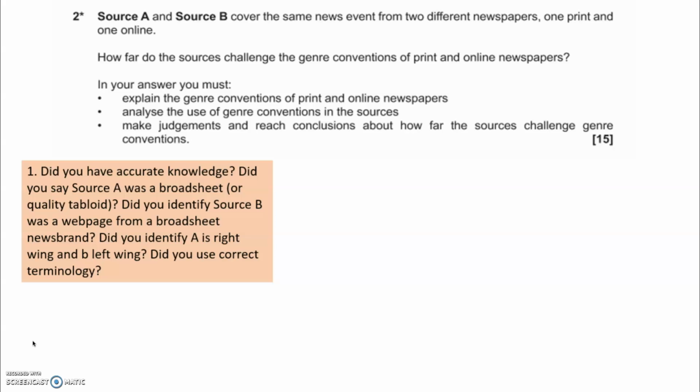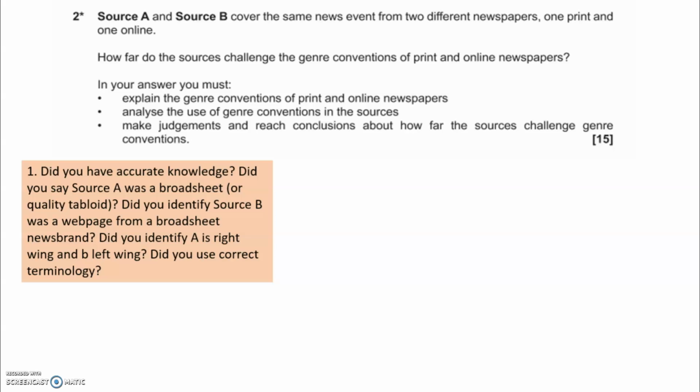So first of all, did you have accurate knowledge? And again, I would argue that maybe through lack of revision, there were quite a few of you who got muddled up or got this wrong. You need to know that Source A is a broadsheet. You could call it a quality tabloid if you like, but it means the same thing. Some of you were claiming that the Telegraph was a mid-market or even a tabloid.